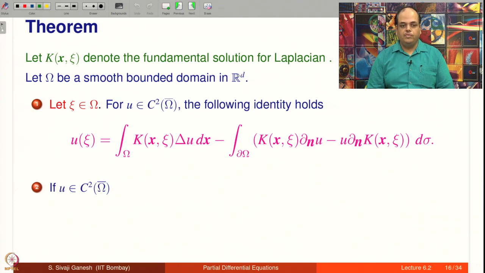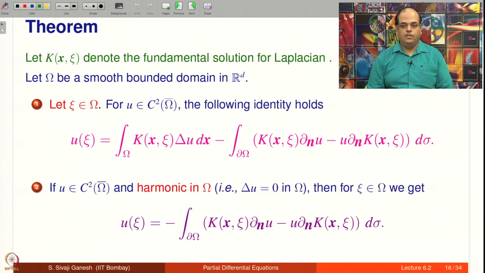If u is C2 of omega bar and harmonic in omega, that means Laplacian u equal to 0, then the first term will drop out, then you have only this term. Then for xi in omega, we get u of xi equal to this integral, which is the second term here. So, once you show 1, 2 follows immediately.